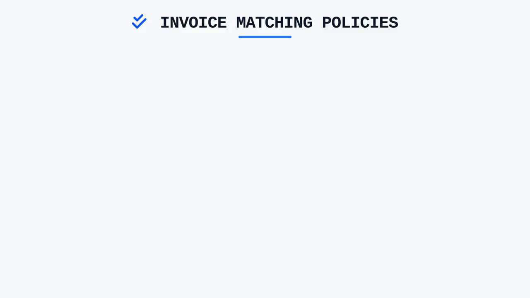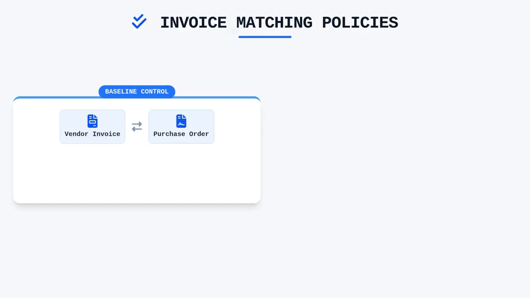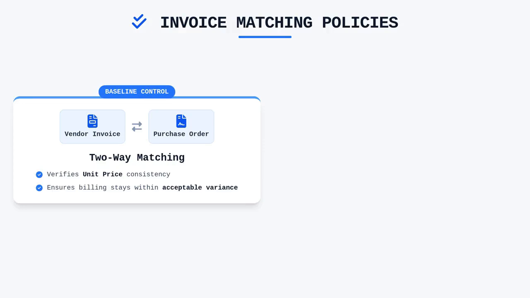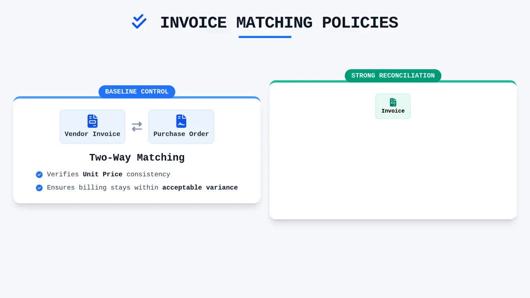There are two primary modes of matching that you will encounter frequently: two-way matching and three-way matching. In a two-way matching policy, the system compares the price information on the vendor invoice against that of the purchase order to ensure that the unit price provided by the vendor is within an acceptable variance of the original purchase agreement. This is a baseline control for verifying that we are being billed at the expected rate for the procured goods or services. Three-way matching, however, adds a layer of complexity by introducing the product receipt as a mandatory validation point, along with the purchase order and the vendor invoice.